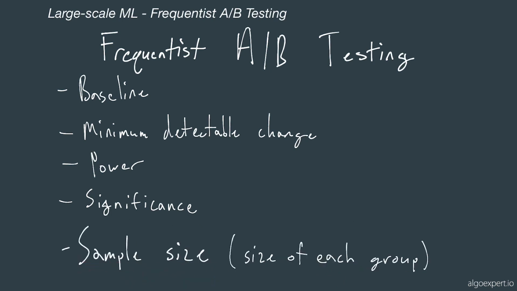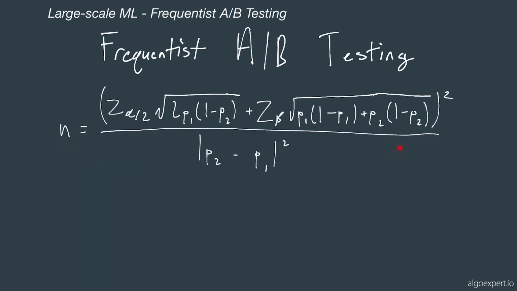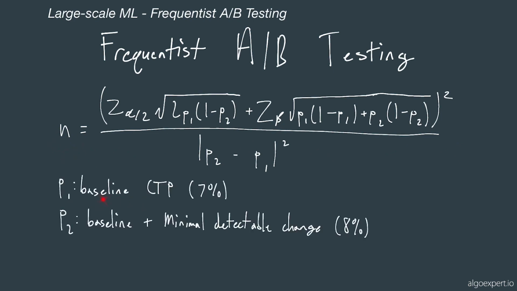Finally, we need the sample size. The sample size will tell us how big each group, control and treatment, need to be in order to measure some significance or power. Here is the equation to get the sample size of each group. The baseline click-through probability is 7%, so that's P1. The baseline plus minimal detectable change is 8%, that's P2.